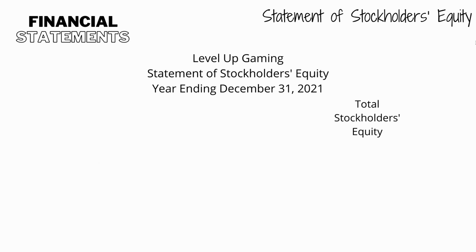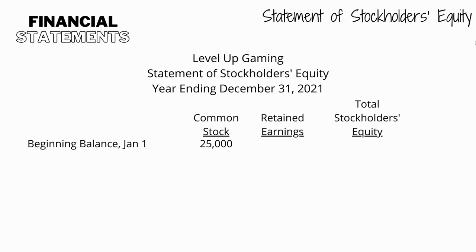Total stockholders' equity is made up of common stock and retained earnings, and each of these items has a column on the statement. We'll begin with the beginning balance on January 1st. Common stock had a beginning balance of $25,000. Retained earnings had a beginning balance of $12,500. We take common stock plus retained earnings to equal the total stockholders' equity across the row. So $25,000 plus $12,500 equals $37,500.